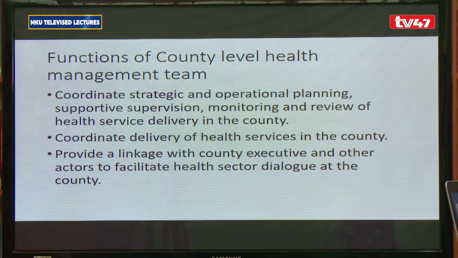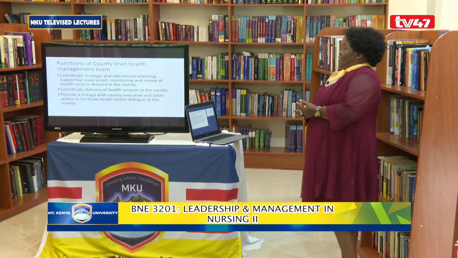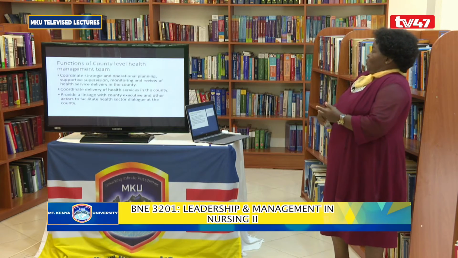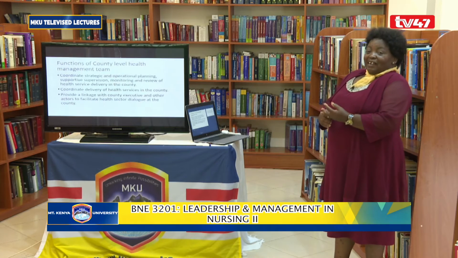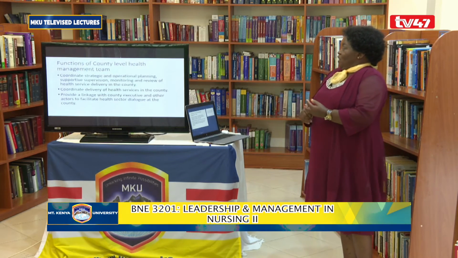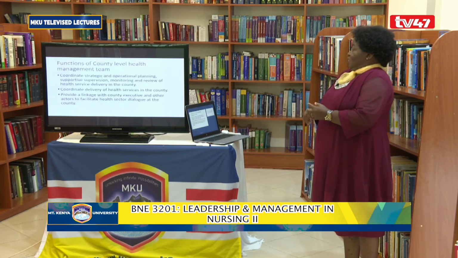Then there are several functions of the county level health management team. As you know, we have a population of 47, at the moment 47.6 million. That is our current population. And each county has a number of functions related to health promotion. One is to coordinate operational planning, support supervision, monitoring, and review of health service delivery in the county.